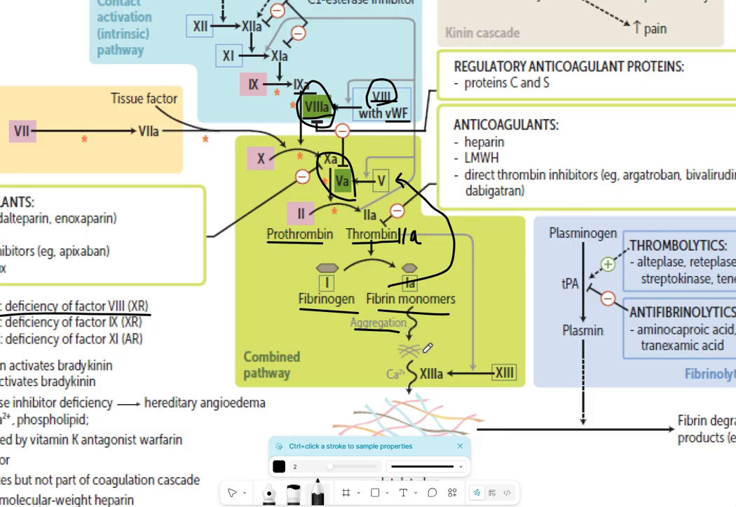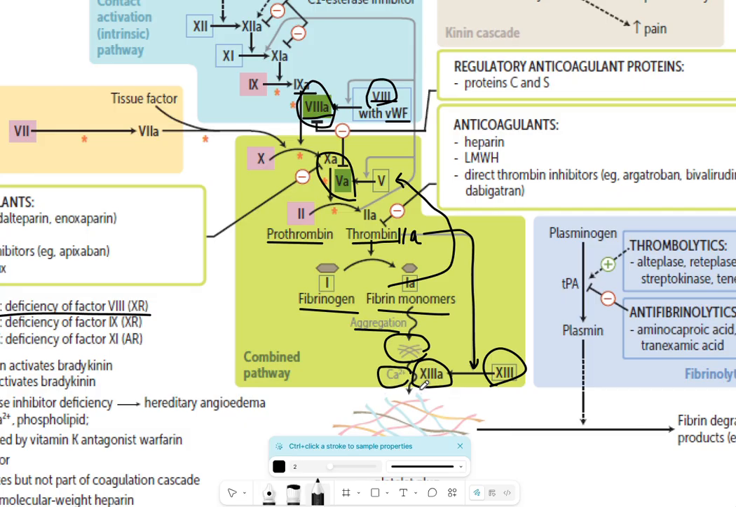We need aggregation of these fibrin monomers. This is what they're showing as aggregation. Now, this aggregation basically means factor 13 needs to be converted to factor 13A. So factor 13 converts itself into factor 13A using what? This thrombin. This thrombin goes and converts factor 13 into factor 13A. And by the way, along with calcium. So calcium is really needed here.